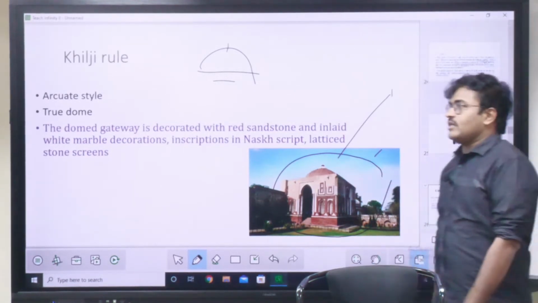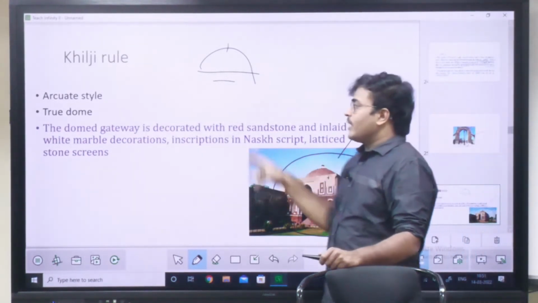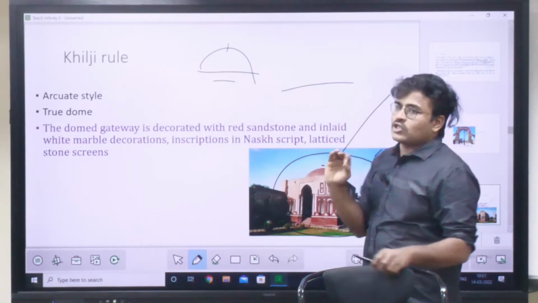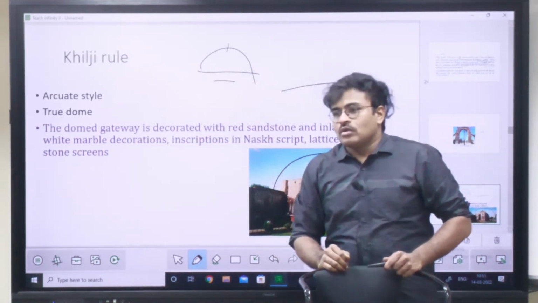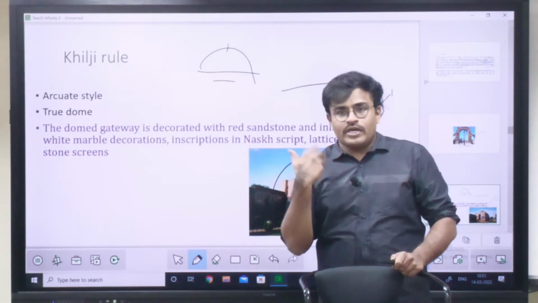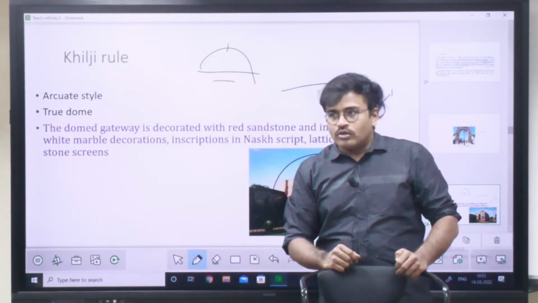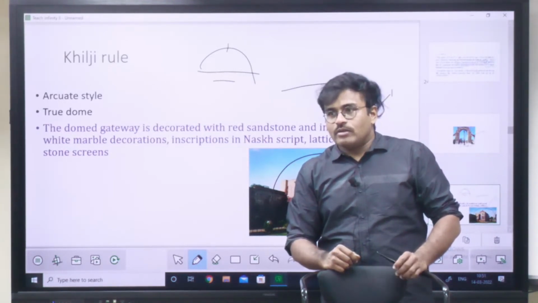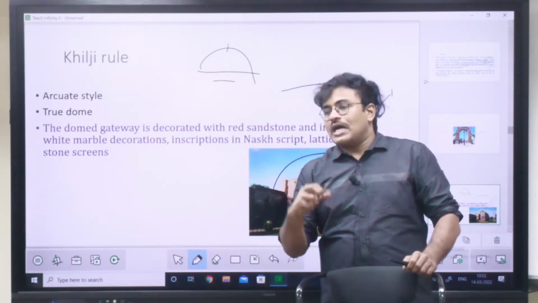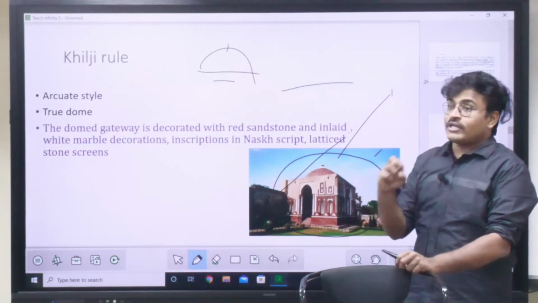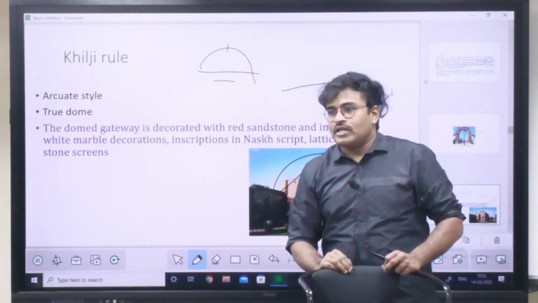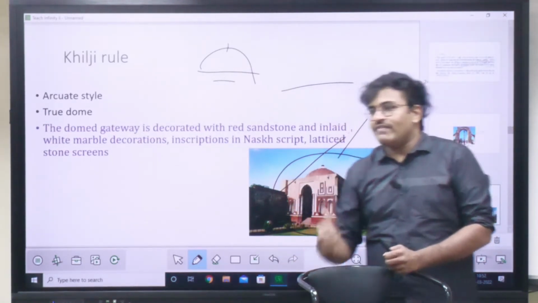And this was constructed after his victory over the Rajasthan Rajputs, particularly after his victory over Chittor. He won against Chittor. You remember the story, Padmavati. So after defeating Chittor, after coming back to Delhi, he constructed this Alai Darwaja in commemoration of his victory, and it is a very, very famous one.